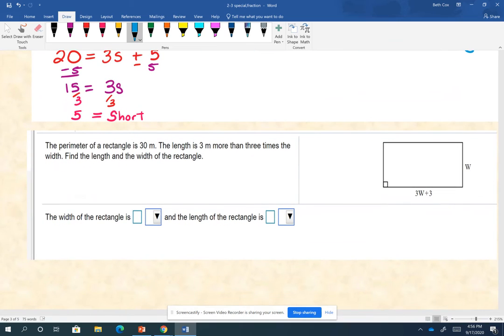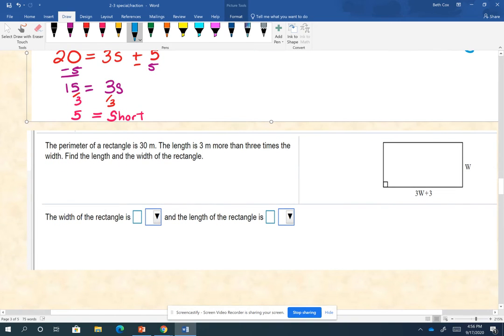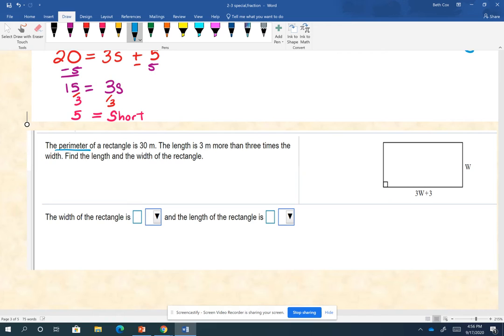All right, the next one has a rectangle. Now there is a formula for finding the perimeter of a rectangle, but you don't need the formula if you understand what a perimeter is and you understand the things about a rectangle. A rectangle has sides that are the same. You only need to know 2 of them because the other 2 are the same. So this one's W and so is that one. And if this one is labeled 3W plus 3, then this one's also 3W plus 3.